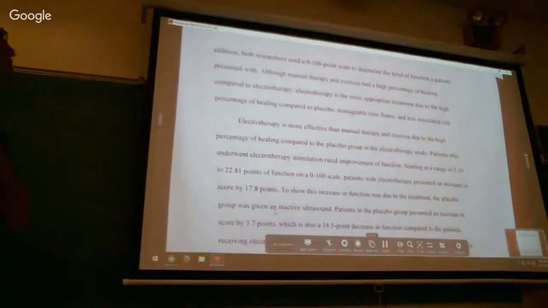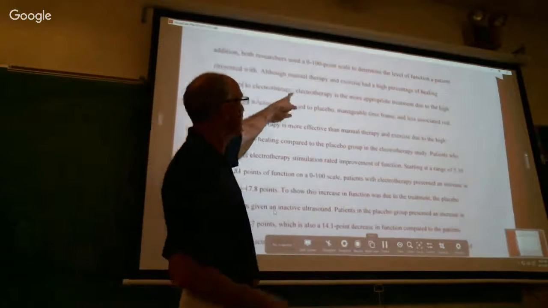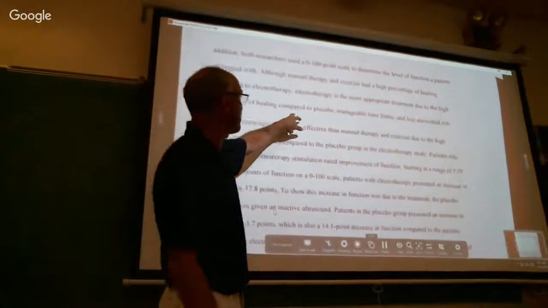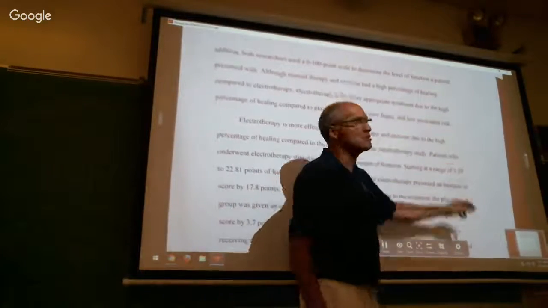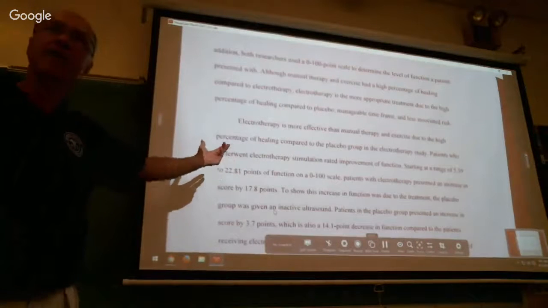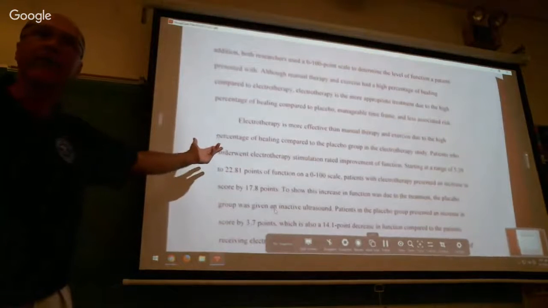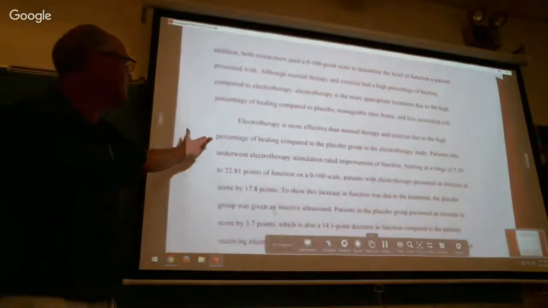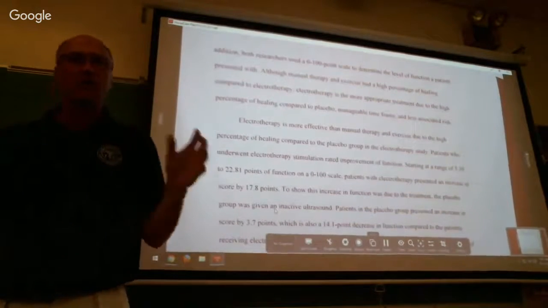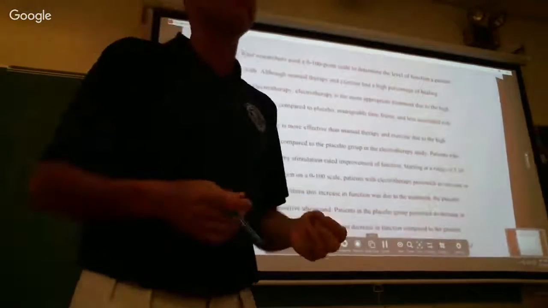So what she needs to do, right, she gets to the point here, electrotherapy is more appropriate treatment due to the high percentage of healing compared to placebo, manageable time frame, and less associated risk. So that seems to be her operational definition, but she hasn't established the standards by which she's going to judge that. In other words, if I'm going to say she's got a higher percentage of healing, right? Well, how are you defining healing?